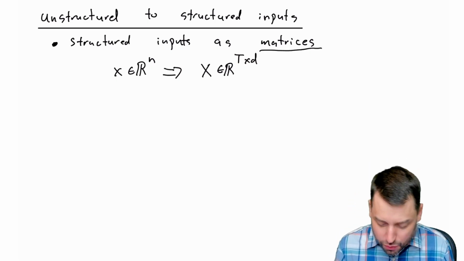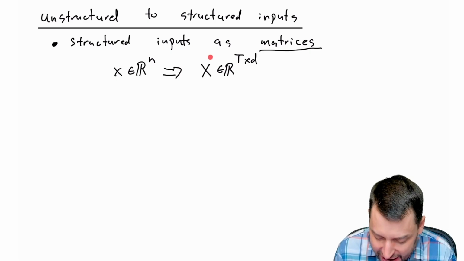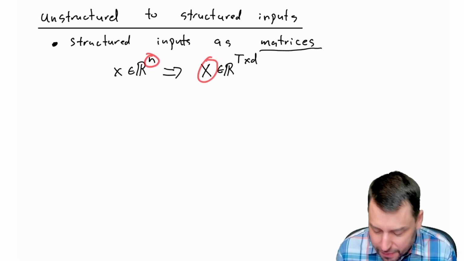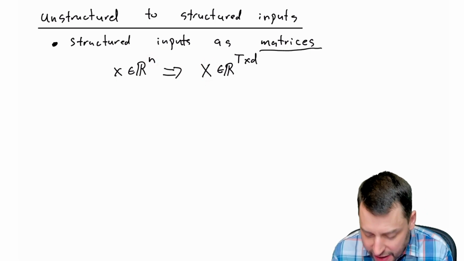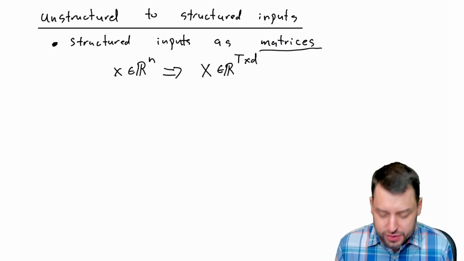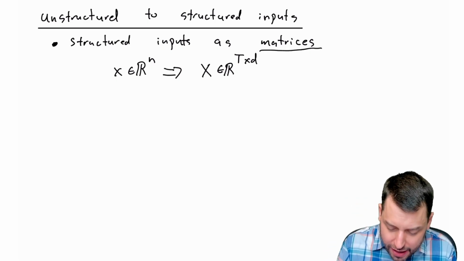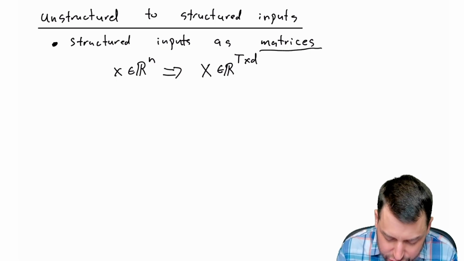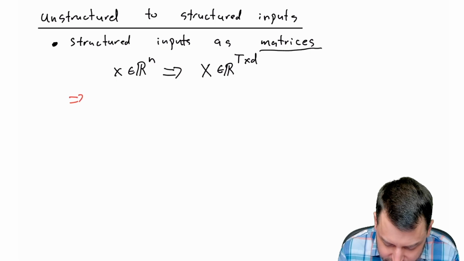So obviously, you could just stack the elements in each row together and get a big vector, but it's actually going to be very important to think about each individual input as a matrix, and so we're going to do this for now.